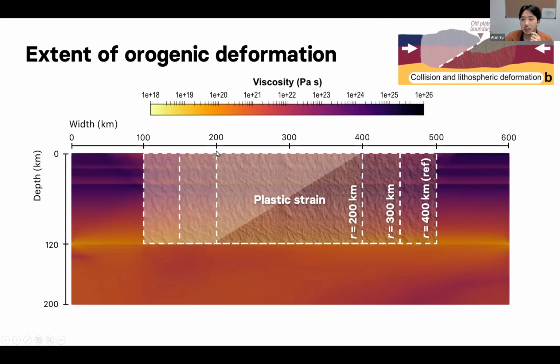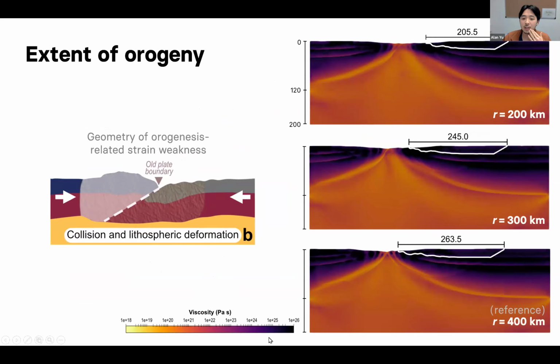Next, we modulate the extent of this initially randomly distributed plastic strain to account for uncertainties due to the previous collision and lithospheric orogeny. Here we have 3 different setups with the strain zone being 400 kilometers wide as our reference setup. So these correspond to here. There's no movies here, so I won't bore you with more movies. But as you can see, if we increase the extent of the orogeny, we can also create a bigger fragment.